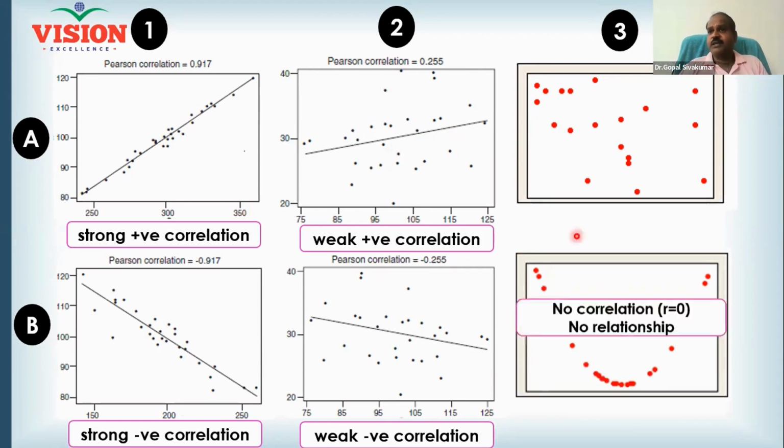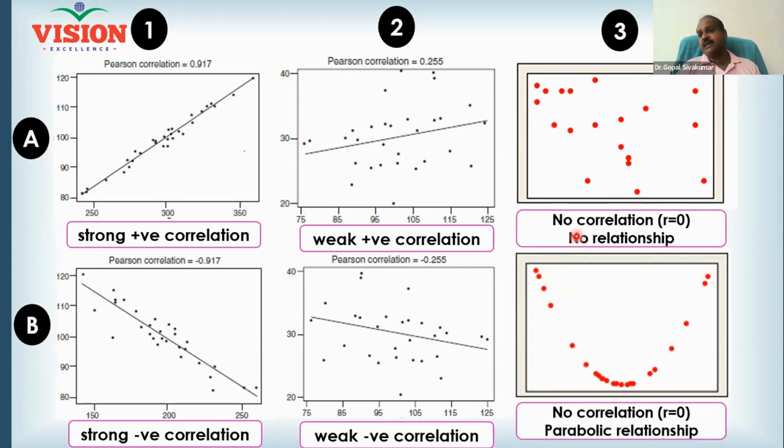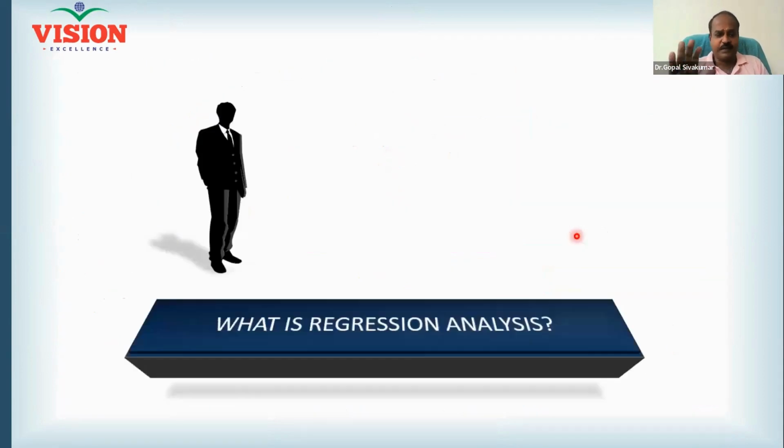Right? So here there is no correlation, no relation, but here no correlation, but there is a parabolic relationship. So I think all of you are in perfect alignment now. And now what is regression analysis? So far we have understood about R, which is the correlation coefficient.